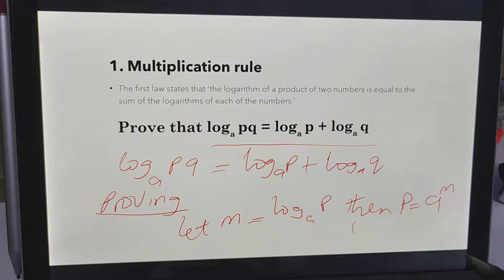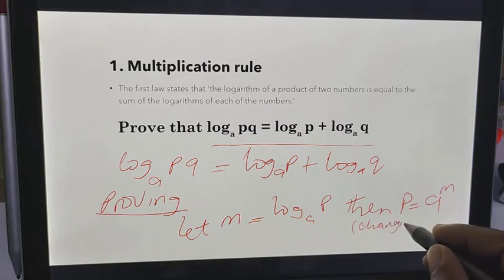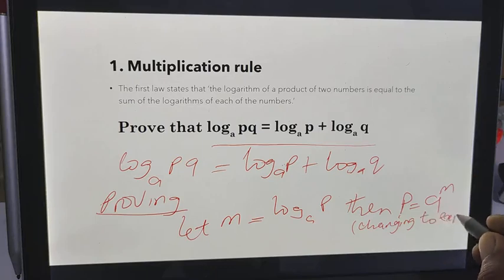If we are changing to an exponential equation, go check the previous video about logarithmic and exponential equations. Okay, so let's move on.